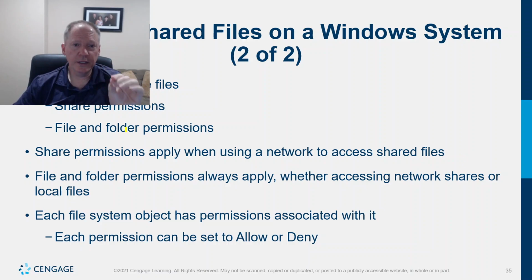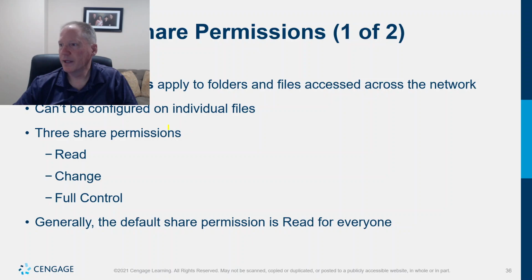Now, if the permissions are contradictory, so I say read write in one but only read in the other, the most restrictive will apply. So file and folder permissions always apply, and then in each file the permission can be set to either allow or deny. Now, share permissions, you can't configure them on files, only on folders.